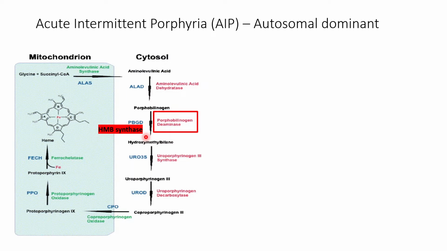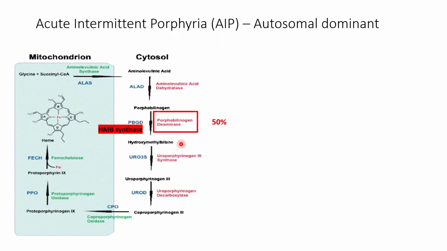Now, let's say there is some deficiency of porphobilinogen deaminase activity, and the activity is reduced to 50% instead of 100%. Even when the activity is reduced to 50%, porphobilinogen does not accumulate. Whatever porphobilinogen is formed is converted to hydroxymethylbilane and the process continues.